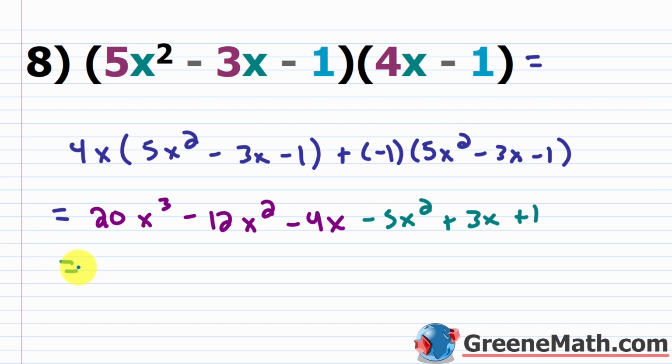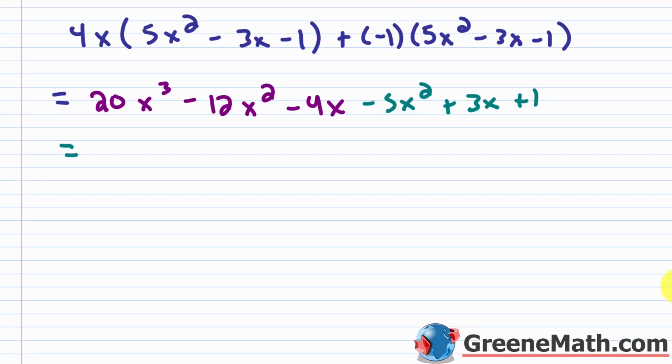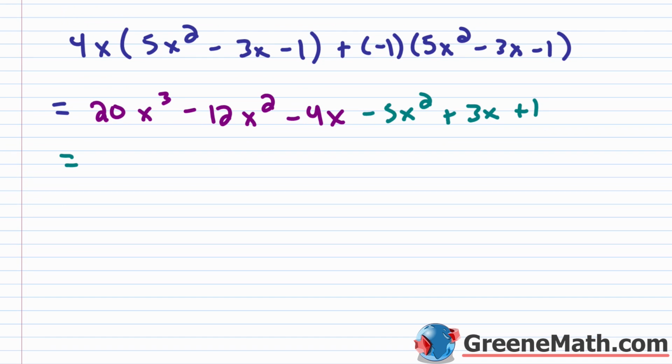So let's see what we can do here. Let me scroll down and get a little bit of room. See if we have any like terms we can combine. So first I have this 20x cubed, nothing to combine with that. Then I have -12x squared. Let me highlight this. So -12x squared and -5x squared. I can combine those like terms. -12 minus 5 would be -17. So this is minus 17x squared.